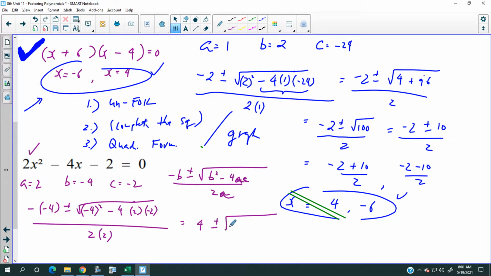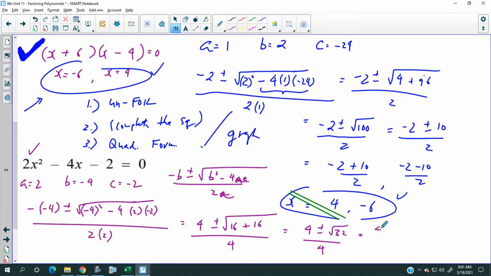Let's see, 4 squared is 16. Negative times negative is positive. 4 times 2 is 8, 8 times 2 is 16. We're not gonna get a perfect answer. 2 times 2 is 4. All right, let's keep going. 4 plus or minus, now what is that? 16 plus 16 is 32. Okay, this is a better example. It's okay. Over 4, right? I'm just gonna keep going.